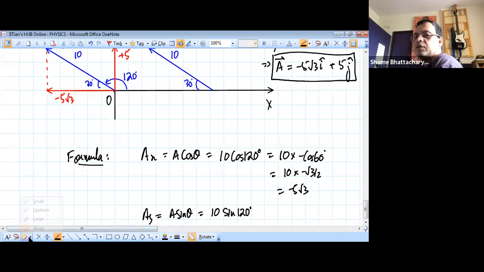Sorry, this angle will be 150 by mistake. Just make a correction here. ये 30 है ना, so ये angle 150 होगा. So by formula method now this is 150.